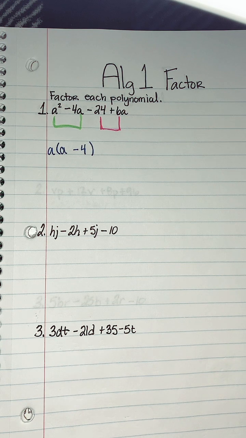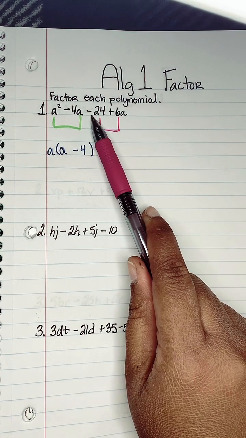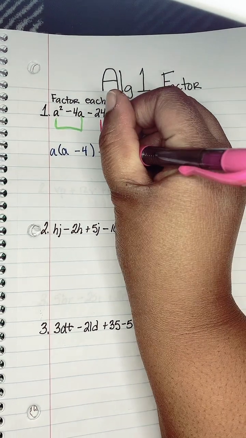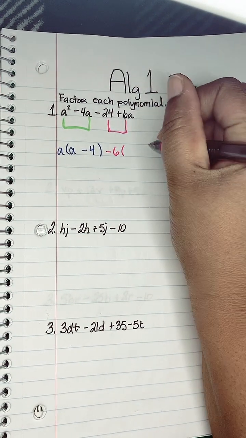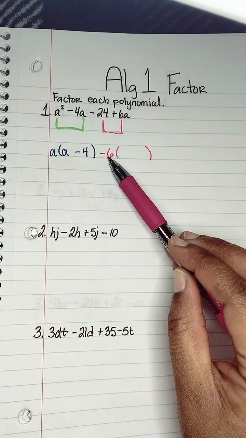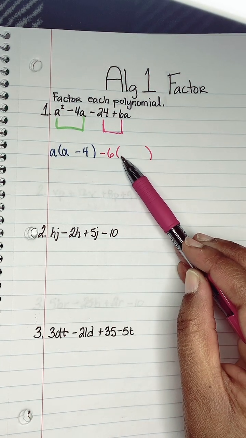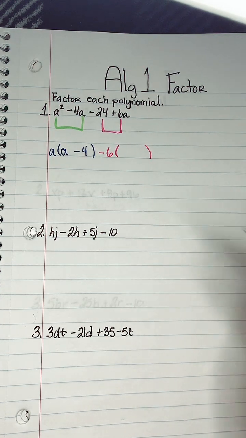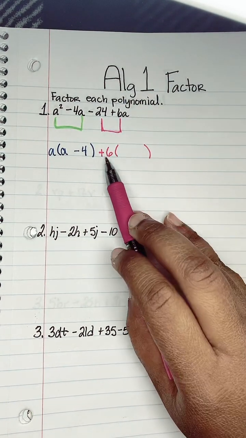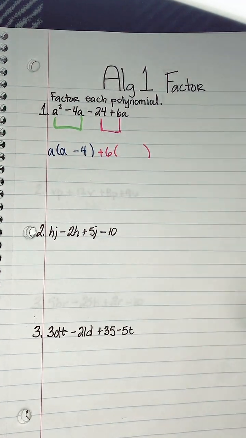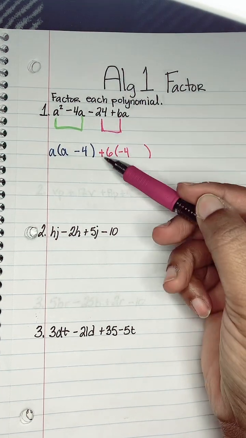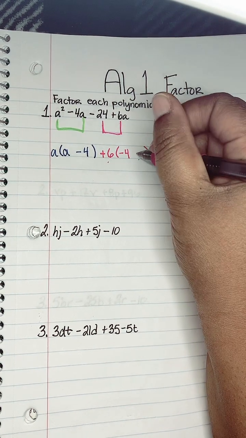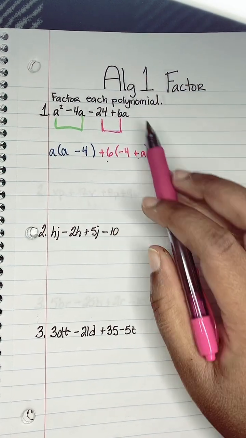Good. Now, let me explain something. Whenever this leads with a negative, we want to take out a negative 6. Okay? I'm going to explain why. So, a negative 6 times what can, well, actually, no. We're going to take out a positive 6. 6 times what gives us negative 24? Well, a negative 4 will. 6 times what can give us 6a? Well, we need a plus a. 6 times a gets us 6a.